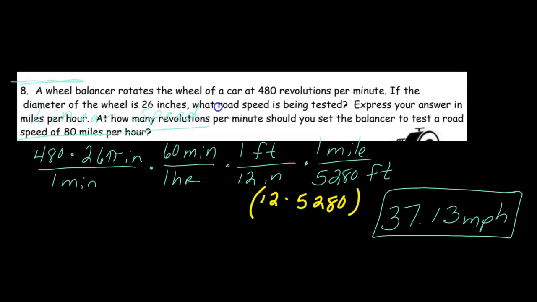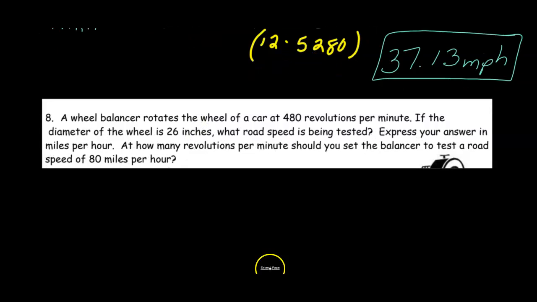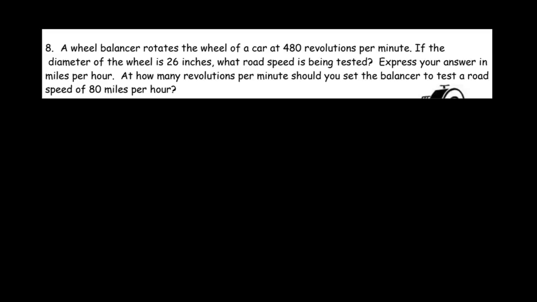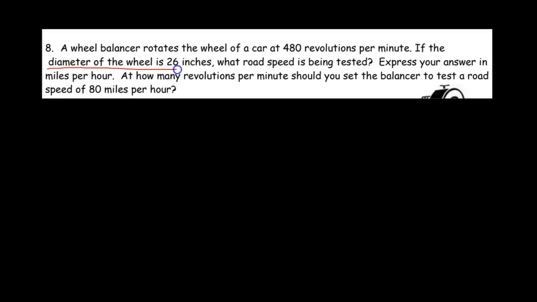The second part, move this down. The second part of the problem is we're using the same spin balancer with the same wheel, so we're still looking at the diameter of the wheel being our 26 inches, and then we are looking for revolutions. How many revolutions per minute should you set this balancer for a speed of 80 miles per hour? So what this is, they're giving us the linear speed and we have to solve for the revolutions per minute.